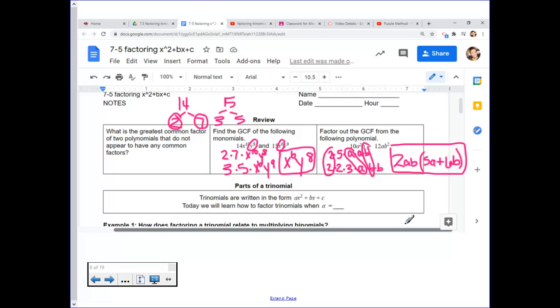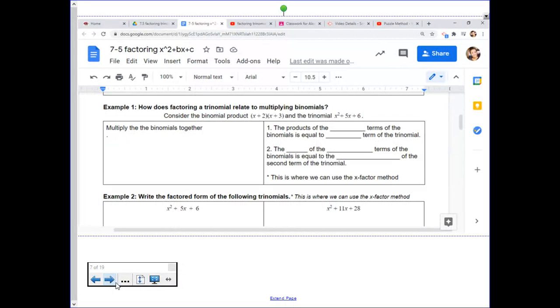Okay. Trinomials are when they're written in ax squared plus bx plus c. A trinomial means there are 3 terms. Today we're going to learn how to factor when your first number is a 1. You see how this one up here, the first number is a 14, or this one right here, the first number is a 10. The first number today has to be 1 or it's not going to work the way we're doing it.